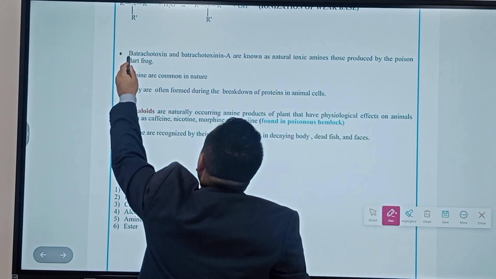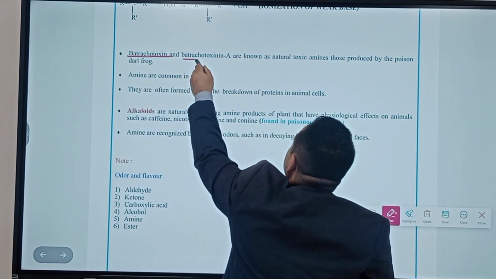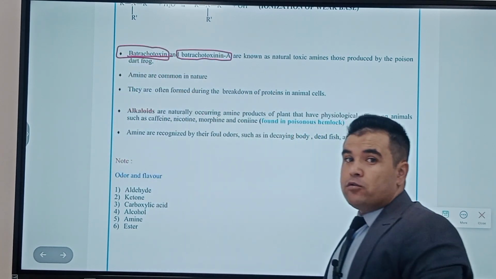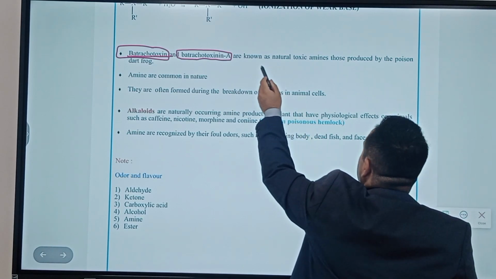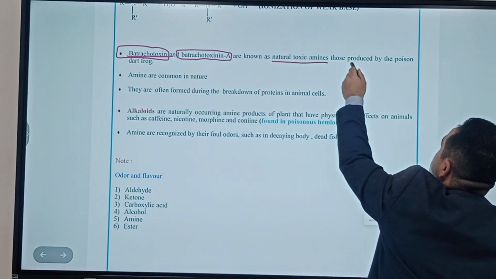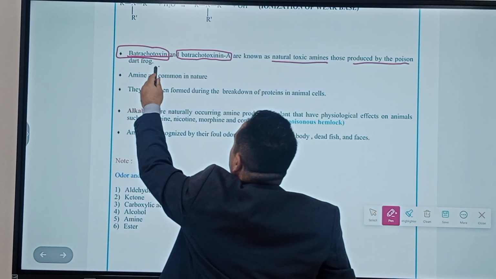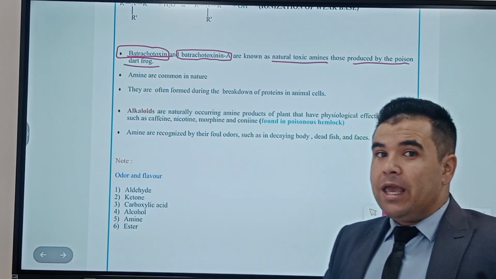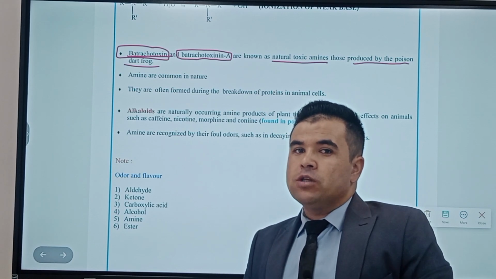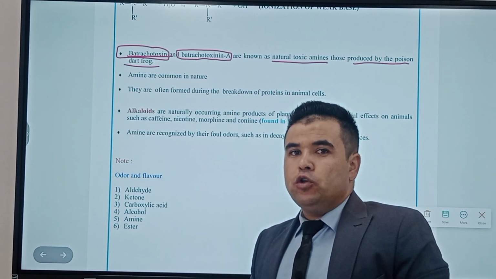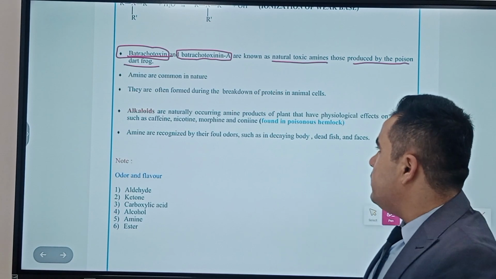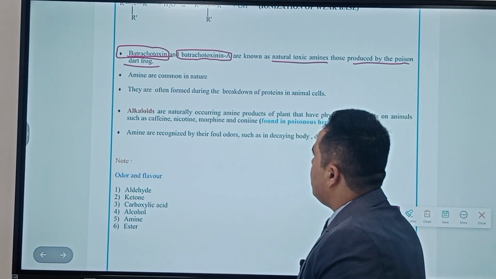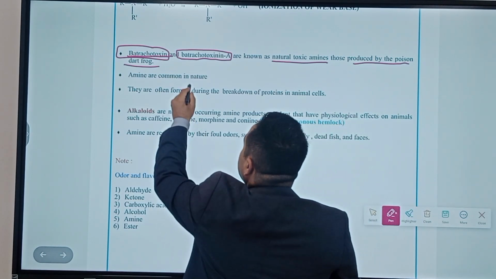Here, guys, batrachotoxin and batrachotoxin A, these are two amines which are natural toxic amines, produced by the poisonous dart frogs. They are both poisonous chemicals, amines produced by the frog. Amines are common in nature.